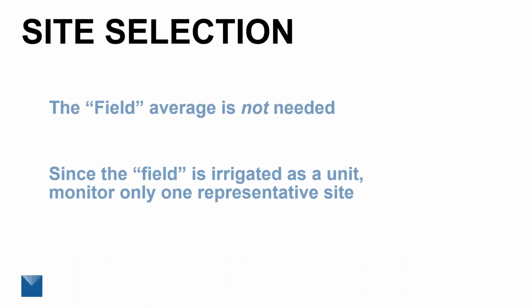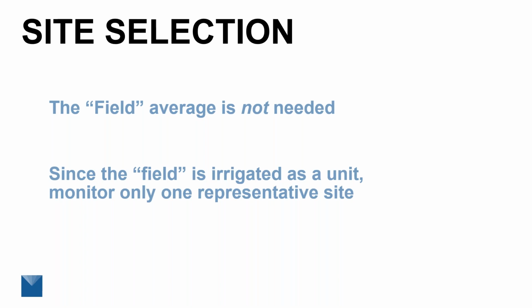When considering the problem of site selection, some people get hung up on field variability. Certainly crops, soils, and irrigation systems are variable. But most of the time, the field is irrigated as a unit. So we need to pick the monitoring site that best represents the field that we're going to irrigate.